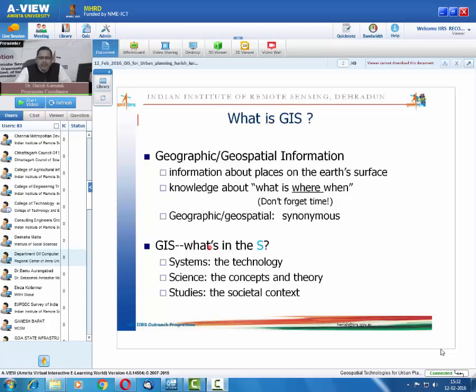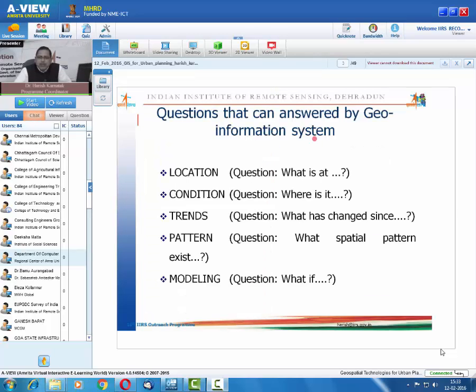When you use the S of GIS, if you study it as a system, then we are talking about the technology. If it is a geographical information system, then it is a technology. If we are talking about science, geographical information science, then it is the concept and theory we are learning. And when we say studies, then we are talking about the societal context of this topic. So these three S's are very important when you say you are learning GIS, and in which reference you are talking plays an important role.